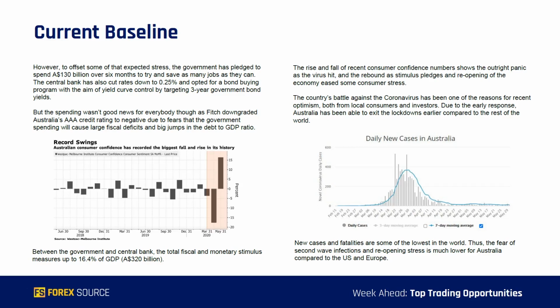Now, the rise and fall of recent consumer confidence numbers shows that we had that outright panic as the virus hit, but we also had a rebound as those stimulus pledges started to come in, and of course the economy started to reopen. Now, the country's battle against the virus has been one of the more optimistic points for both consumers as well as investors, and due to the country's early response, they have been able to exit the lockdown earlier compared to the rest of the world.